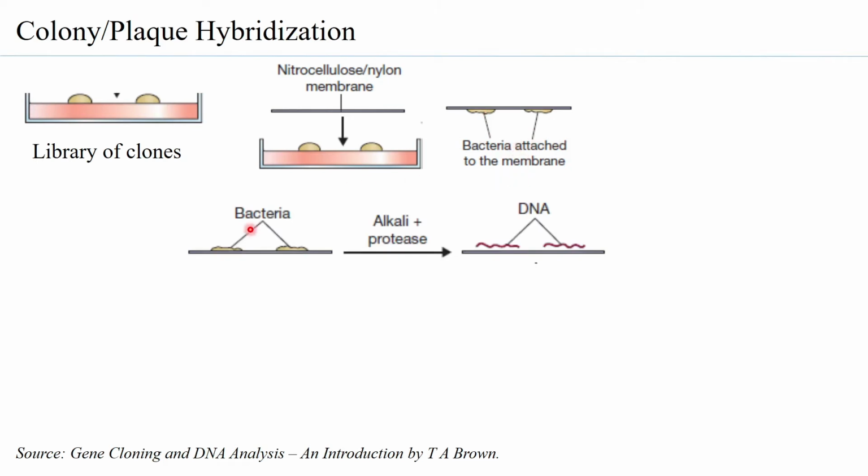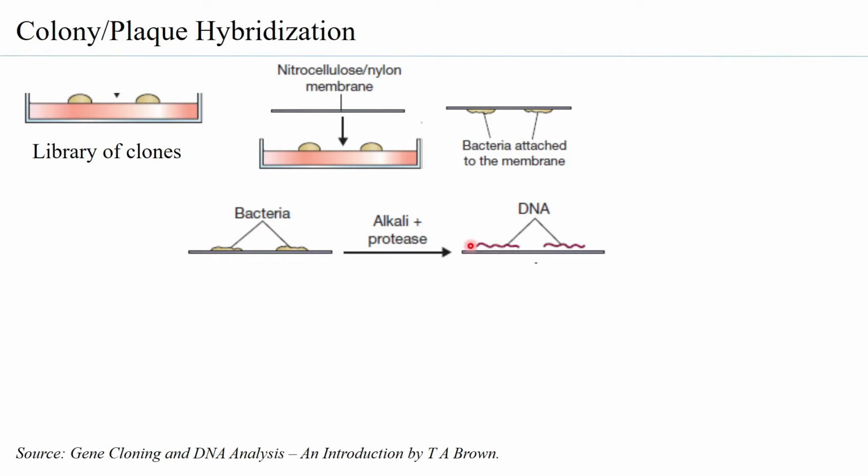Now this membrane is treated with alkali and proteases, because the bacteria has its cell wall and its cell membrane, but what you are eventually interested in is the DNA. So the bacteria is treated in such a way that its cell wall is lysed, its cell membrane is lysed, and the proteins are removed by the proteases. With this, every other part of the bacteria is removed except the DNA, which remains bound to the nitrocellulose or the nylon membrane.